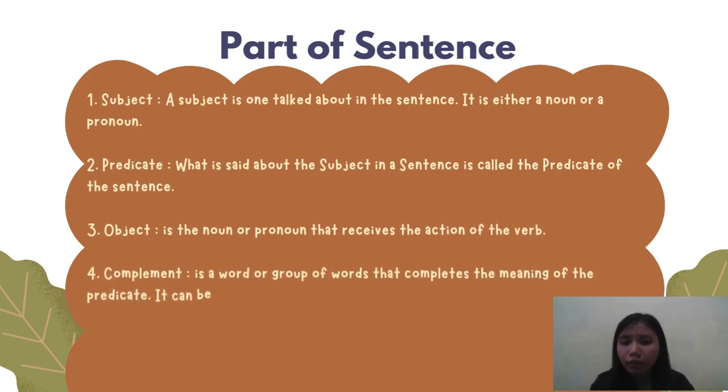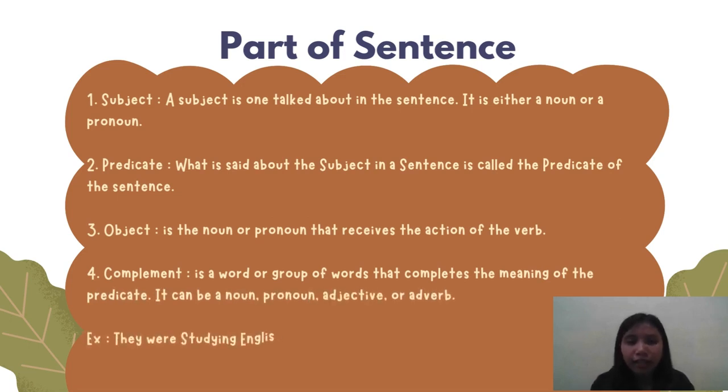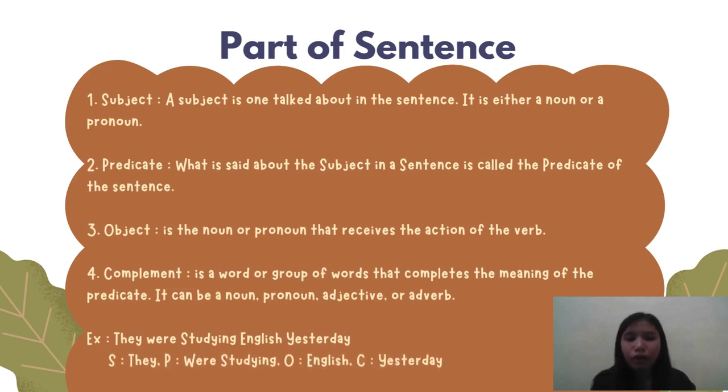And then the last one, complement. Complement is a word or group of words that completes the meaning of the predicate. It can be noun, pronoun, adjective, or adverb. For example, in here, they were studying English yesterday. So the subject in here is they. The predicate is were studying. The object is English, and the complement is yesterday.